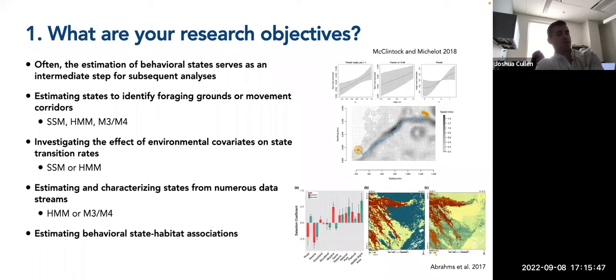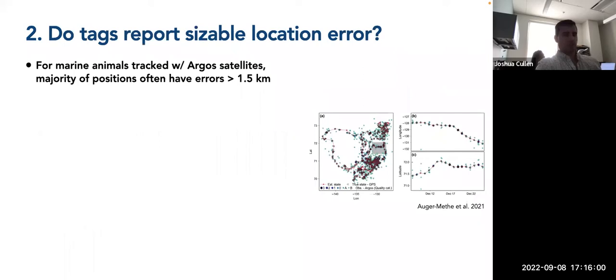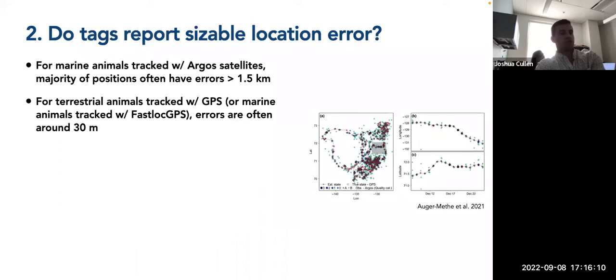And estimating these behavioral state habitat associations, you often want discrete or finite states. So therefore, hidden Markov models or the M3 and M4 methods might be better than state-space models. 2, do the tags report sizable location error? For marine animals, typically tracked with Argos, oftentimes have large errors greater than 1.5 kilometers. So essentially, you're going to need some form of state-space model, whereas for terrestrial animals with GPS, or if you're using fast-lock GPS for marine animals, errors are often much smaller, typically around 30 meters. So it's essentially negligible in that case.